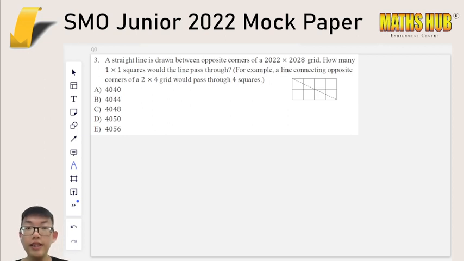For question 3, a straight line is drawn between opposite corners of a 2022 by 2028 grid. How many 1 by 1 squares would the line pass through? And we are given the example where for a 2 by 4 grid, the line passes through these 4 squares.